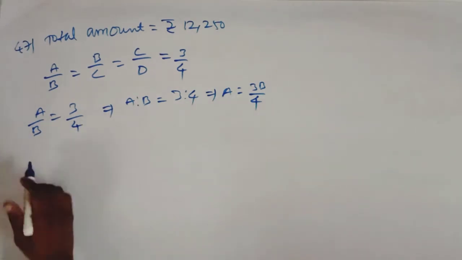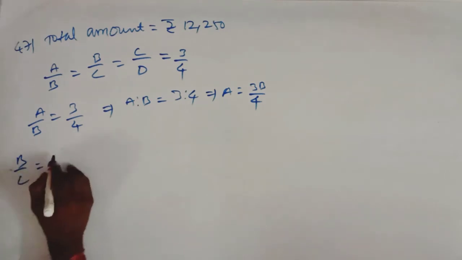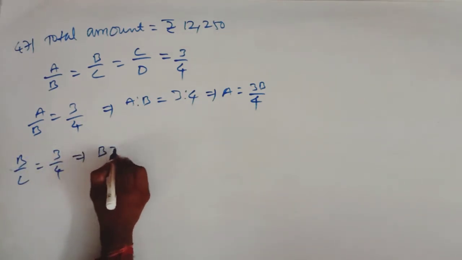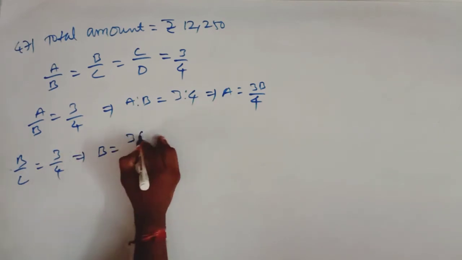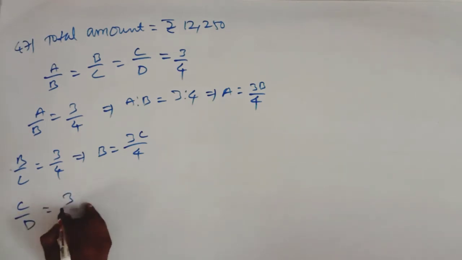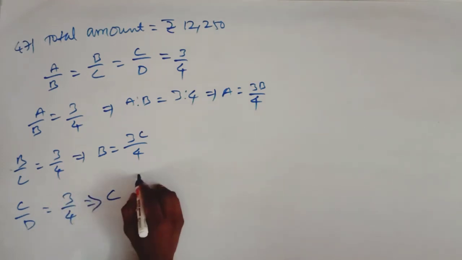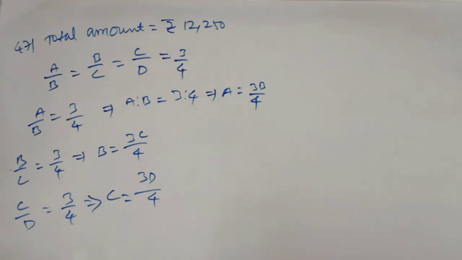In the same way, that means B by C is equal to 3 by 4. That after doing the same, I am going to get B is equal to 3C by 4, and next C by D is equal to 3 by 4. That's equal to C is equal to 3D by 4. Okay, I got all the values.